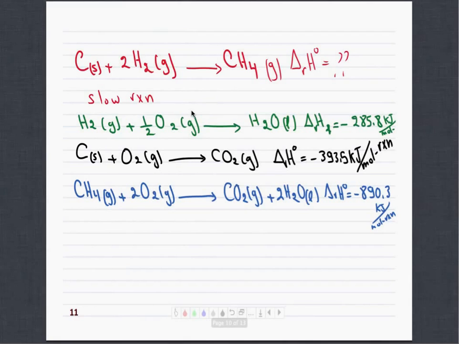So to calculate the delta H for this reaction, I'm going to take those 3 reactions, which I bring, these reactions and their delta H, from a table. I'm going to rearrange those equations in such a way that when I add them together, I end up with this reaction. So the idea behind all of this is to get this reaction when I add those equations up.